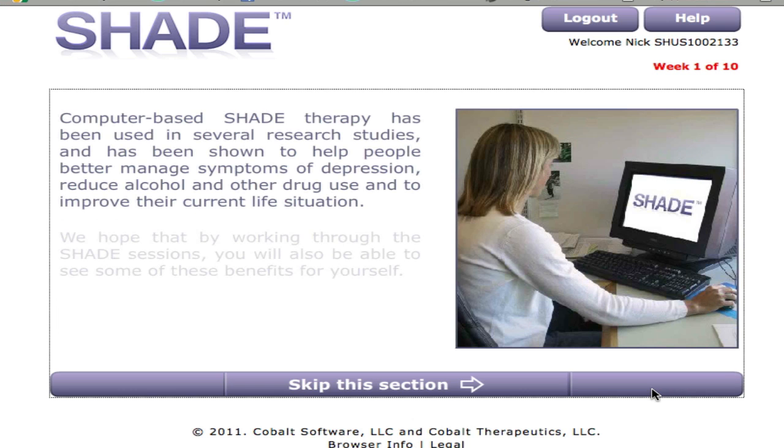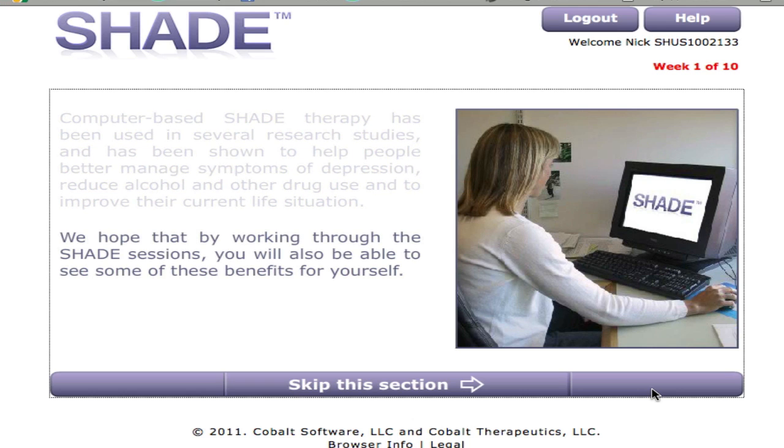Computer-based SHADE therapy has been used in several research studies and has been shown to help people better manage symptoms of depression, reduce alcohol and other drug use, and to improve their current life situation. We hope that by working through the SHADE sessions, you'll also be able to see some of these benefits for yourself.